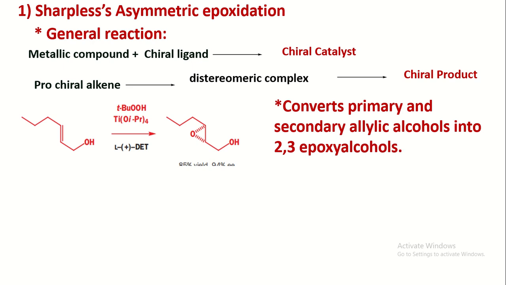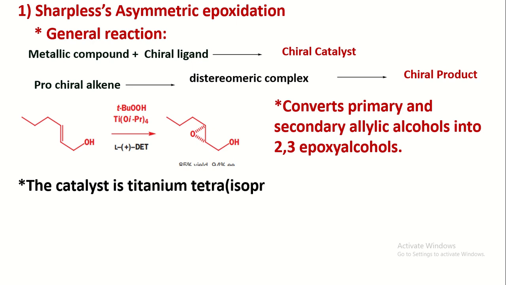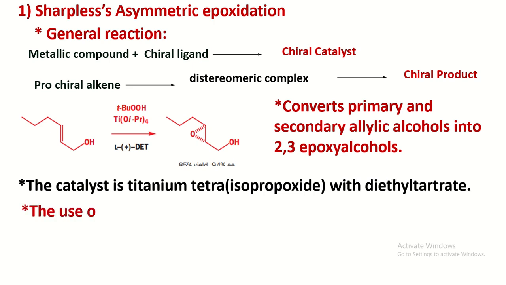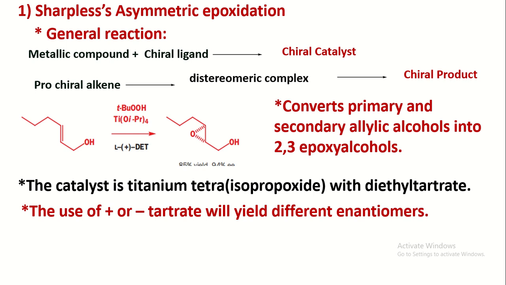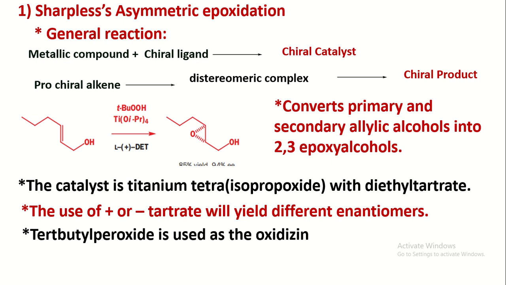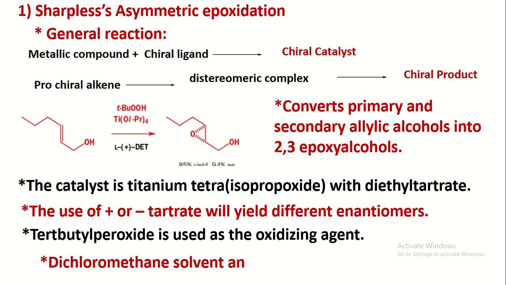For this reaction, titanium tetraisopropoxide and diethyl tartrate are used as the catalyst. The diethyl tartrate is present in the optically active form, either plus or minus, depending on the requirement of the formation of the enantiomer. In this reaction, tertiary butyl hydroperoxide is also used for oxidizing purpose and dichloromethane is used as a solvent, and the reaction takes place at -20°C.